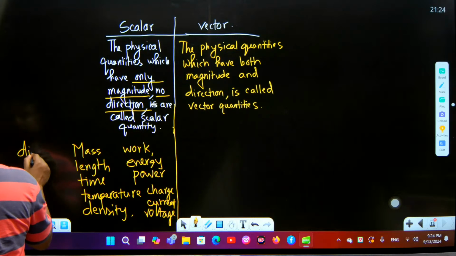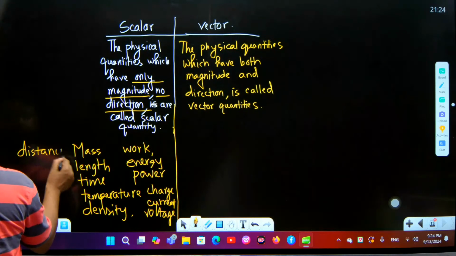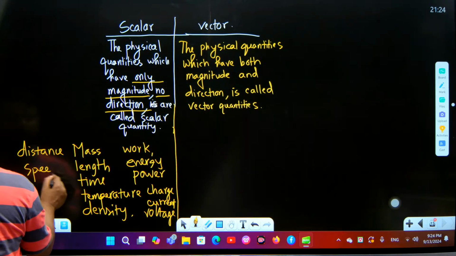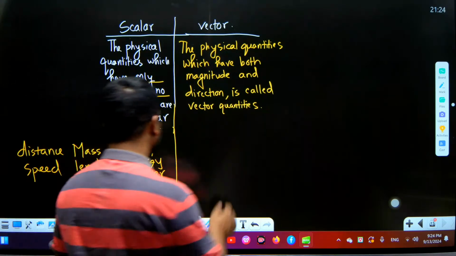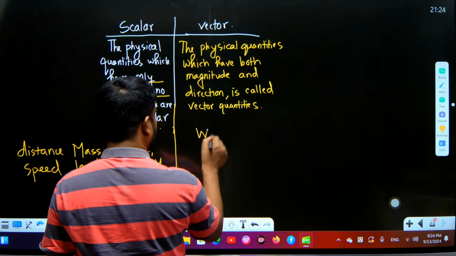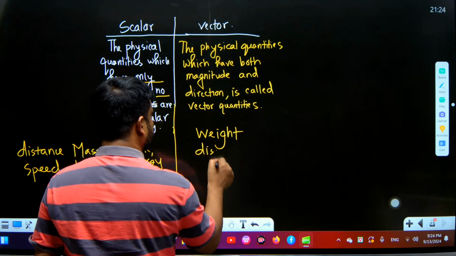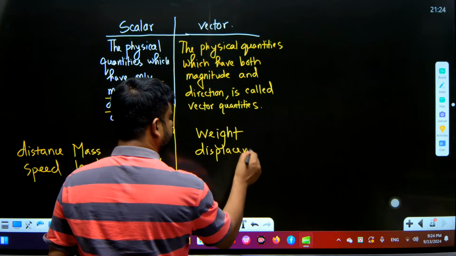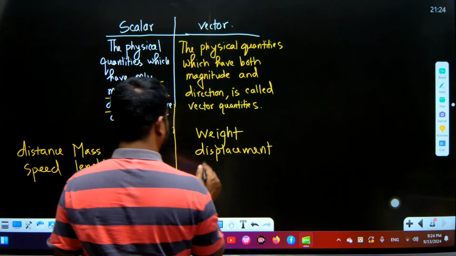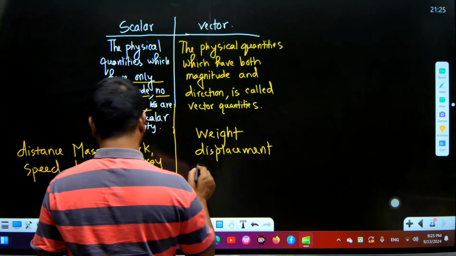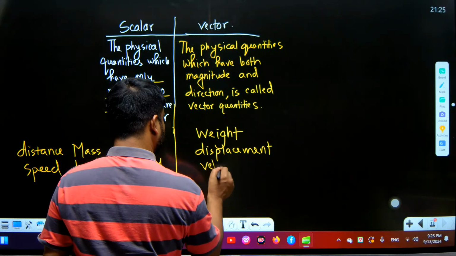Distance and speed are also scalar quantities. On the other hand, weight is an example of a vector quantity. Displacement has a specific direction. Displacement, weight, then velocity is a vector quantity.